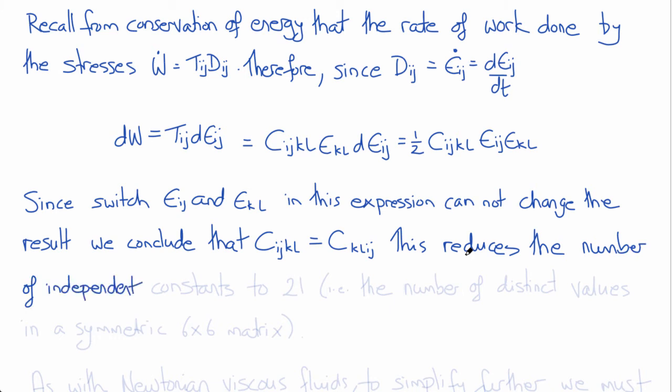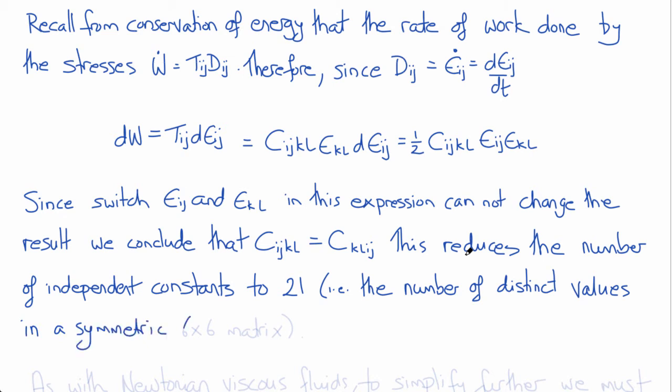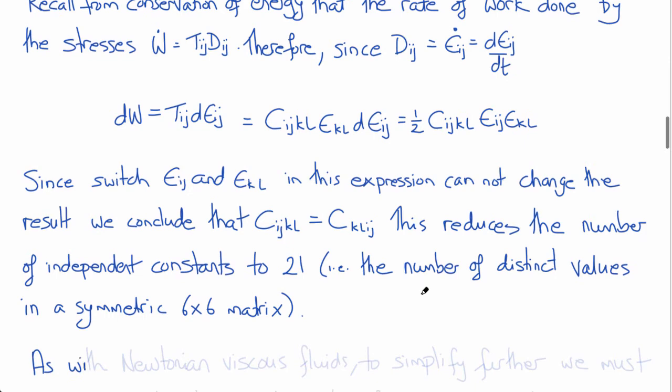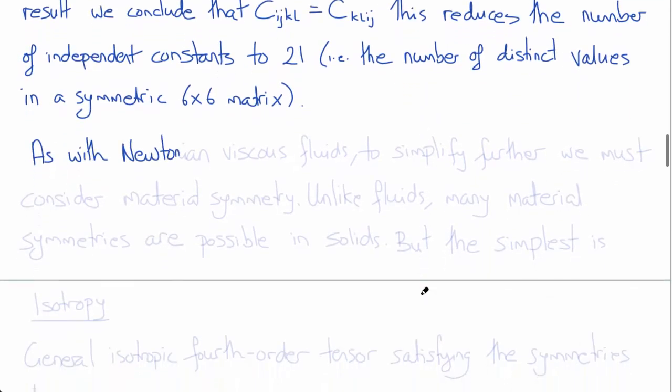So you can think again of that 6x6 matrix relating the six independent components of the stress to the six independent components of the strain, but now that's actually a symmetric matrix. So this reasoning is also true for the viscosity tensor Bijkl that we derived for linear viscous fluids.